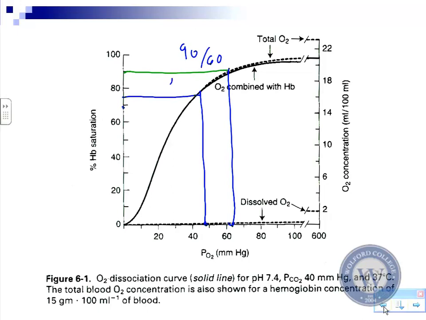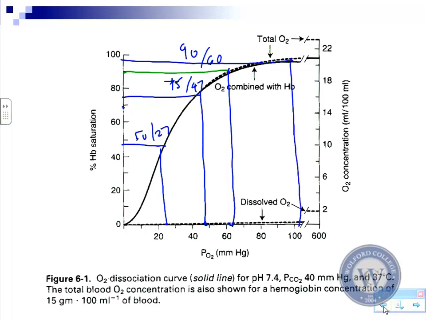So you have 75, 47. And then you have your 50 rule, which is 27, 50, 27. Those are the ones you have to memorize for sure. And then you have the 97%, which is up here, which is somewhere near 100. 75, 40. It depends on who you read. I just use 75, 40.